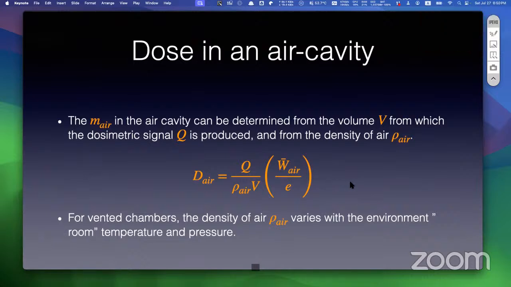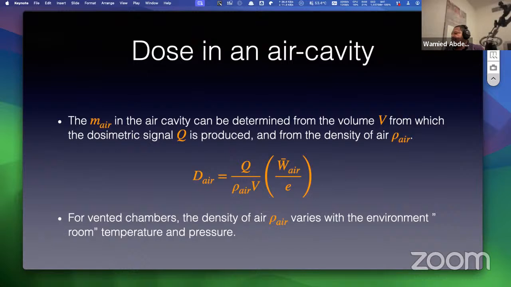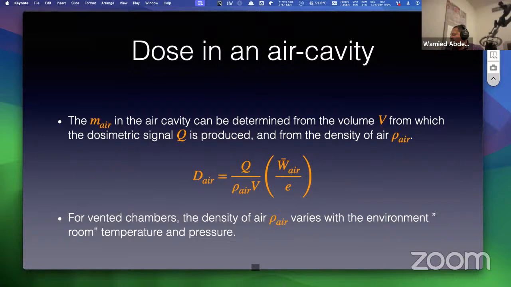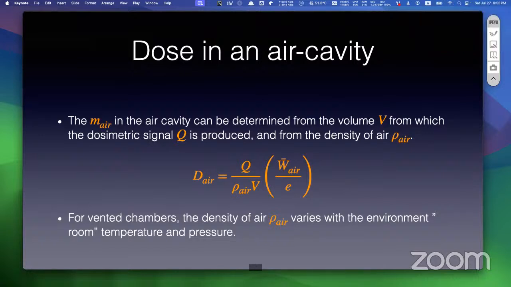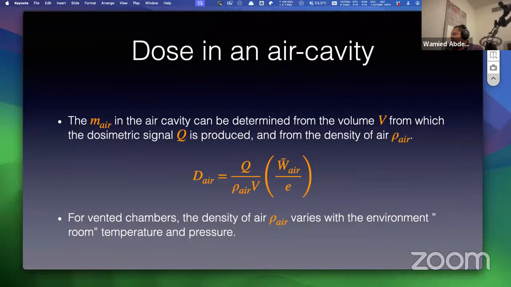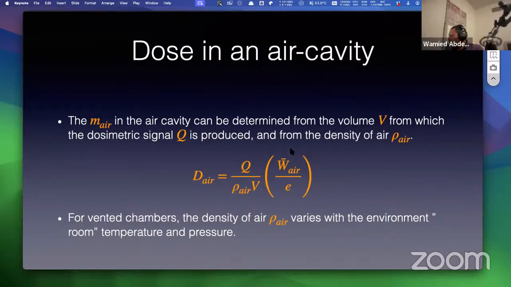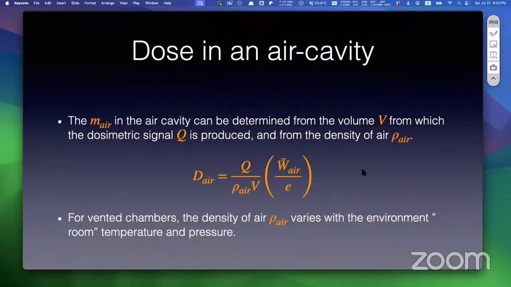What is the difference in the units here and in the units there? It sounds to me that N gas should have a charge, per coulomb. This W air over E is joules per coulomb, right? Yes. But what is W air?